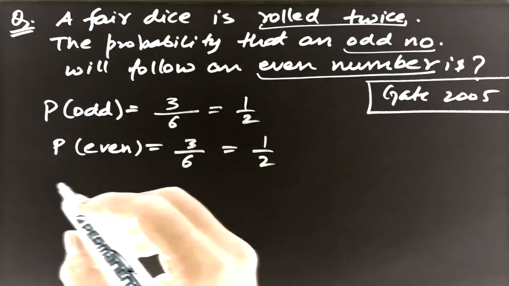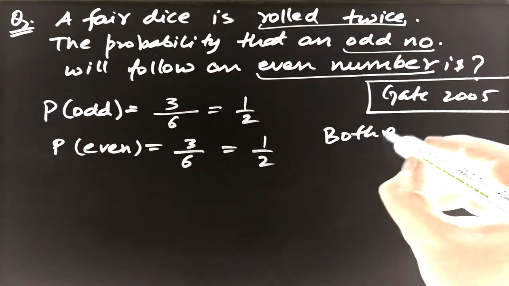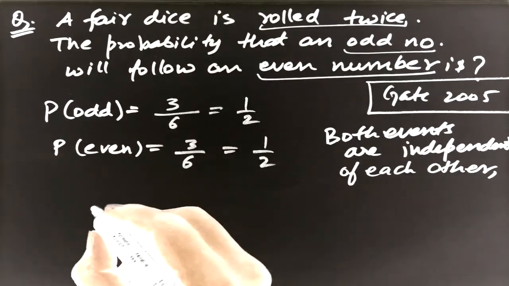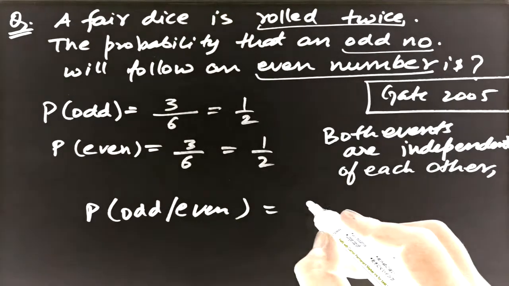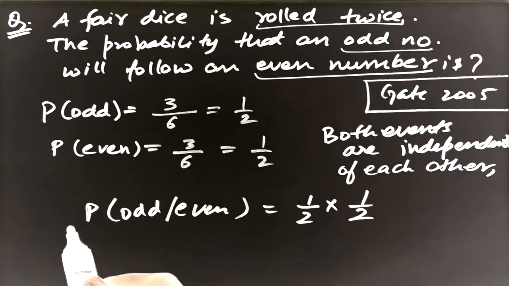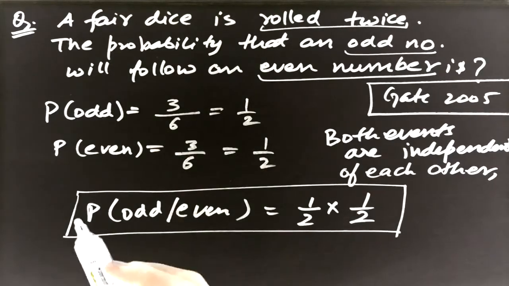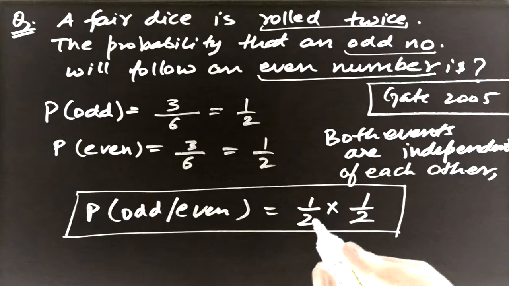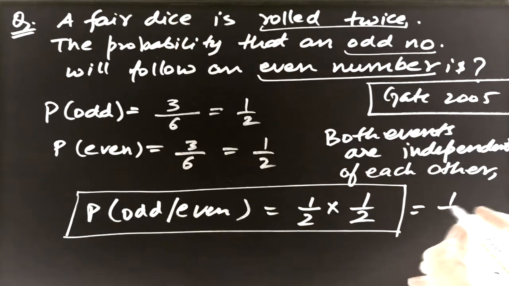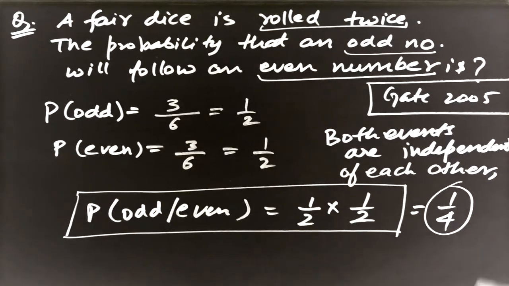Now here, since both of these events are independent of each other, the probability of getting odd after even is 1 upon 2 for odd, multiplied by 1 upon 2 for even. So it will come out to be 1 upon 4.